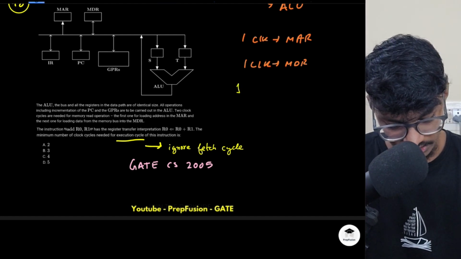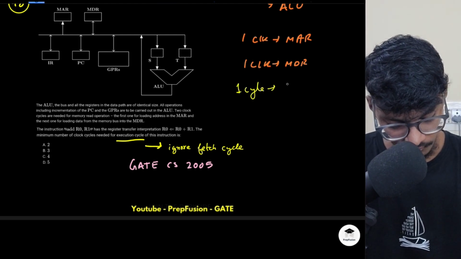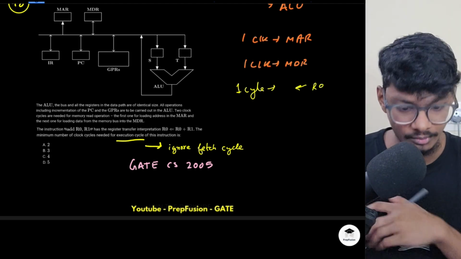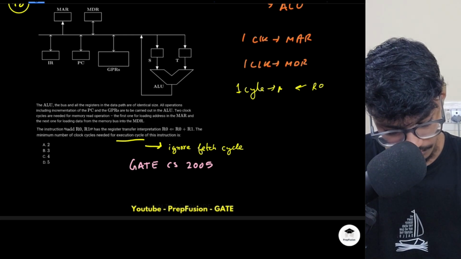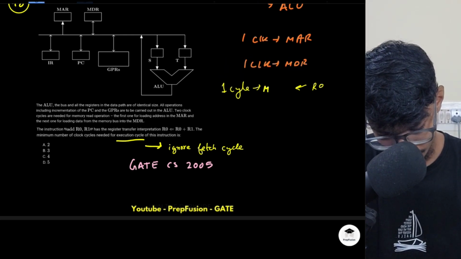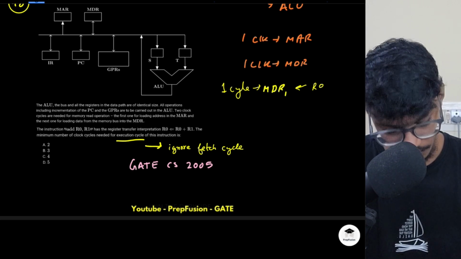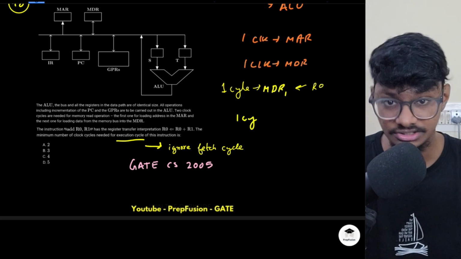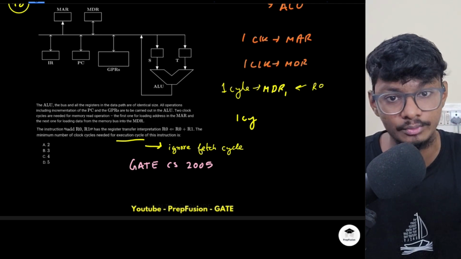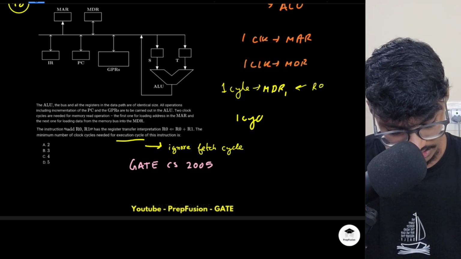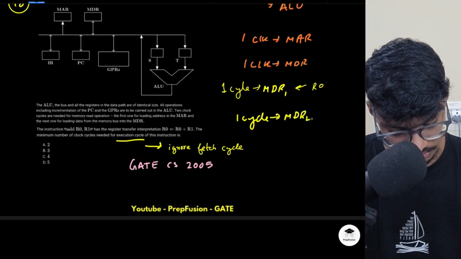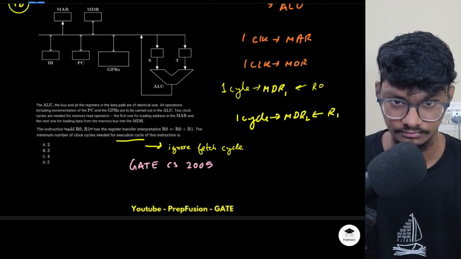So first, one cycle for storing the value of R0 to some memory data register of the CPU, MDR1. Then another cycle, this is just for the data transfer. Address I don't need because this is inside the CPU, this is the CPU register. Another cycle for storing the data in MDR2 from R1.